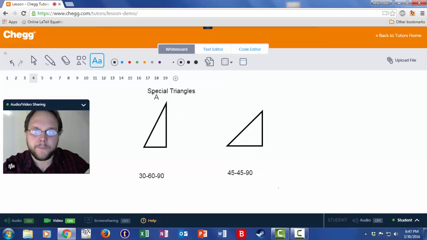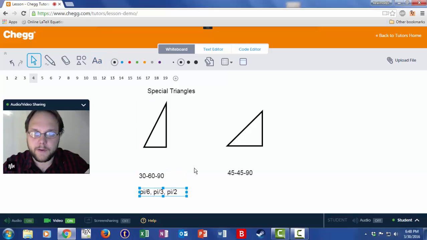degree triangle. And those degrees are giving us the angles, right? So this one right here is 90, this one here is 60, this one here is 30. This one over here, 45, this is 45, this is 90. We can also talk about these angles in terms of radians, of course. 30 degrees is pi over 6, 60 degrees is pi over 3, and 90 degrees is pi over 2.